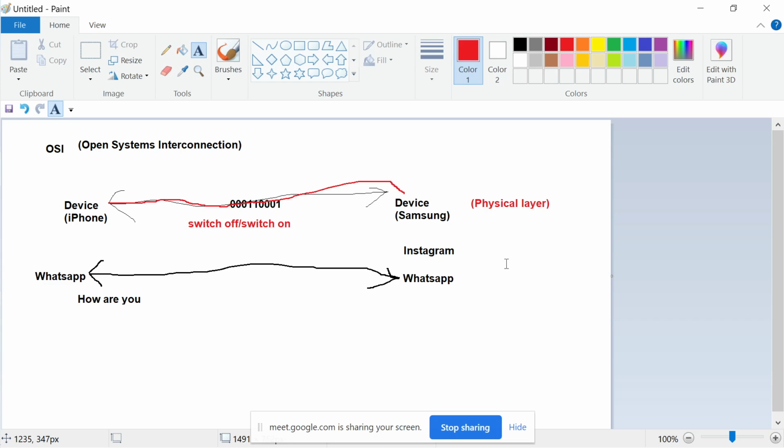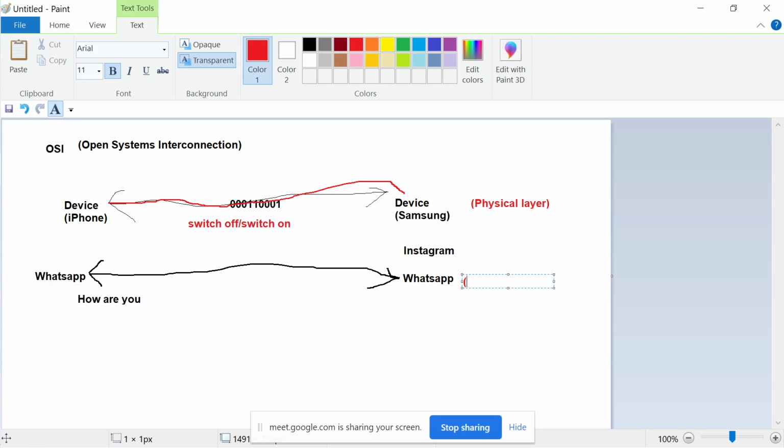Yes, sir. Okay. On the very extreme end here, this party doesn't have to know whether it is switch off or switch on. By the time it comes here, you have to tell me that the message is how are you. So this is an application to application communication. So how does this happen?